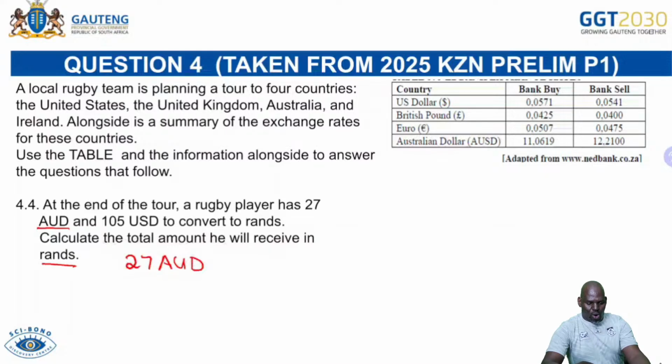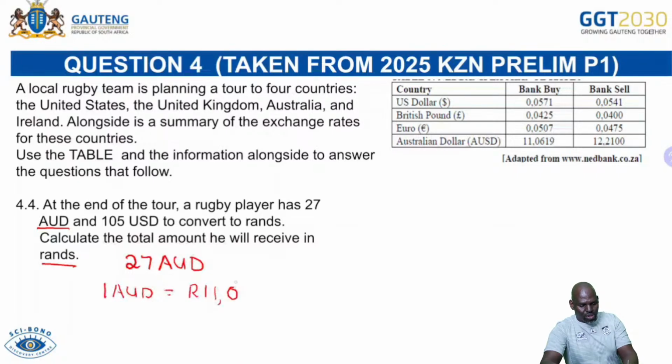For Australian dollars, we know that 1 Australian dollar equals 11,0619 rands. So how do we convert this? We say now we've got 27 Australian dollars, and we must convert it to rands. So what are we going to do?